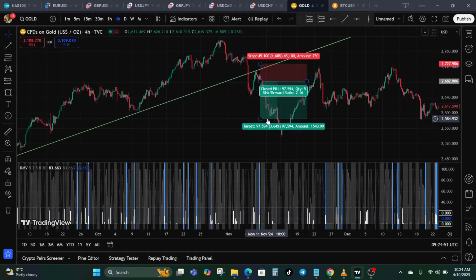Okay, so this strategy works across multiple time frames, whether you are scalping 5-minute charts or swing trading 4-hour setups. The RMV adapts. Okay, and if you combine it with trend filters like moving averages or higher time frame structure, your win rate can go up even more. So that is a quick but powerful breakdown of how to trade breakout setups using the relative measured volatility indicator.